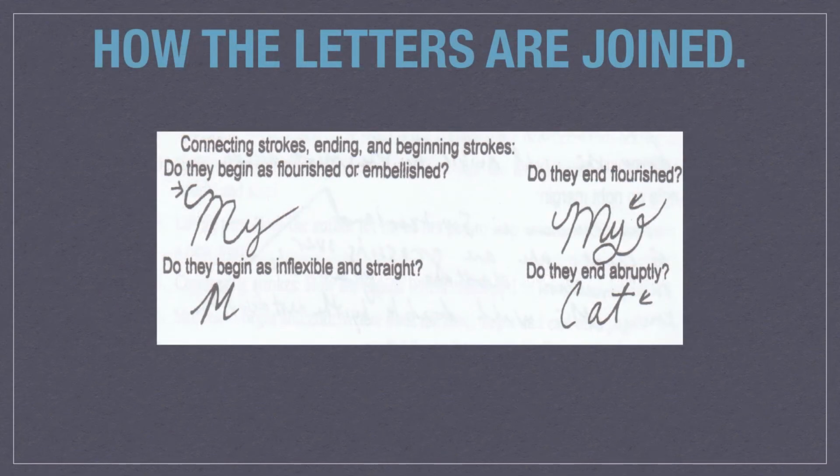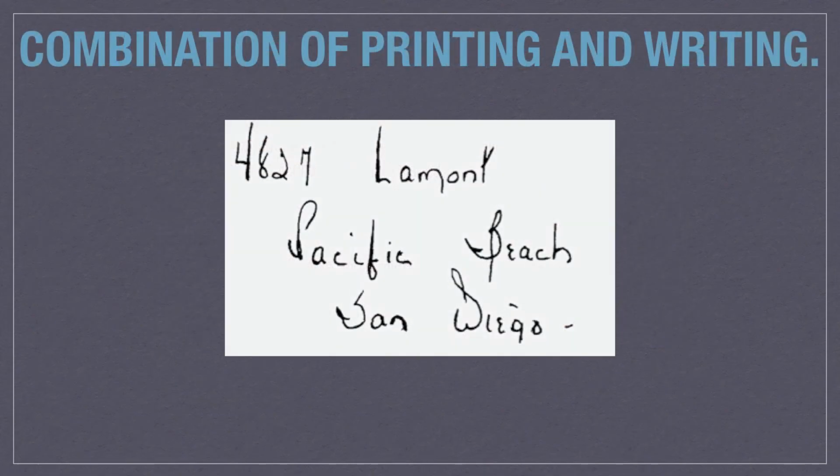How the letters are joined. Do words begin with a flourish or embellishment, like a loop? Or do they begin with a straight line? And do they end with a loop? Or do they end abruptly? Writers might also use a combination of printing and writing. So if we look at the word Pacific, we can see that the F is handwritten and the rest of the letters in that word are printed.